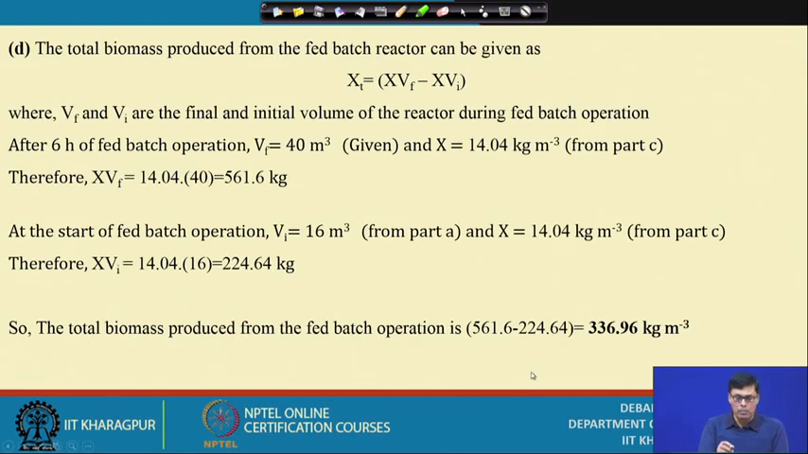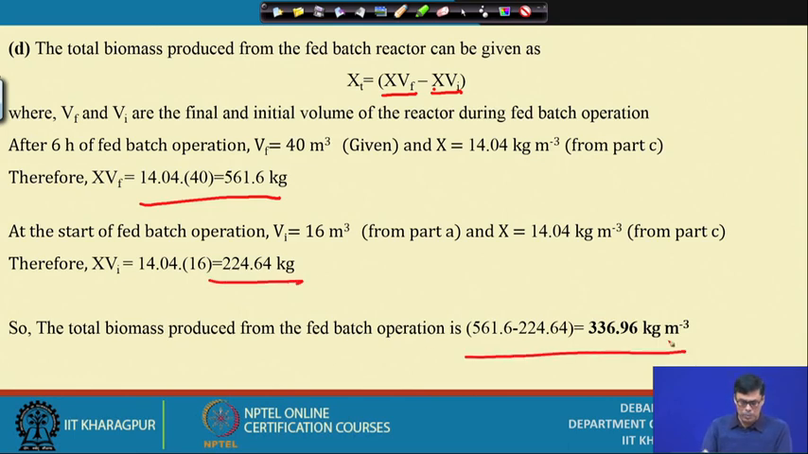And then what will the total biomass be? The total biomass is the difference between X times the final volume, where X is the cell mass concentration in the final volume, and X0 times the initial volume, the cell mass concentration in the initial volume. So, for the final cell mass, the amount is 561.6 kg, and the initial will be this. So, the difference will give you the total biomass that is produced in the system.